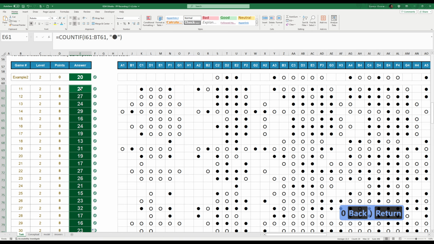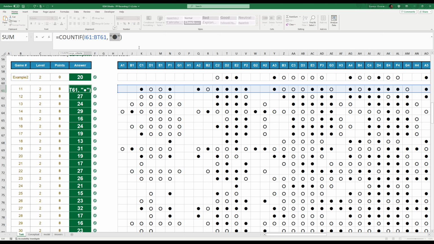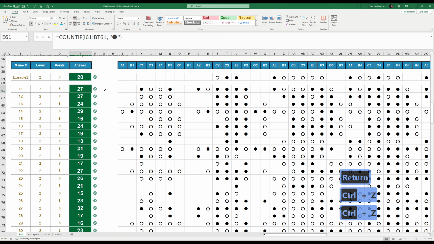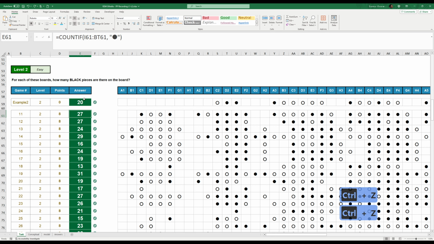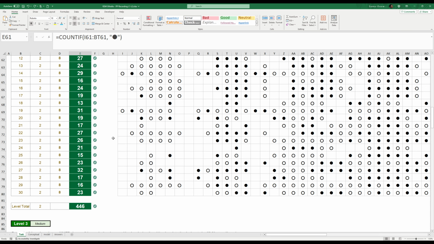Okay, or another easy way to do this black is I can just choose any cell with the black and lock it. Also get the same answer. Yep. Okay, that's all for the level 1 and level 2.